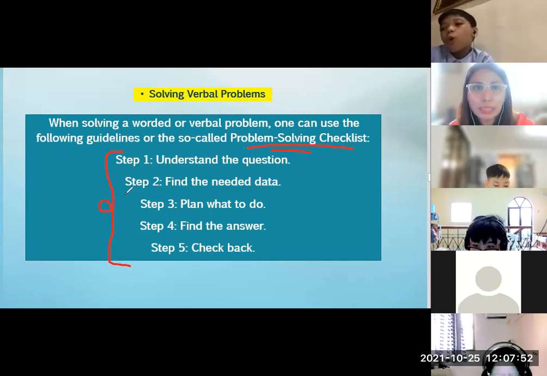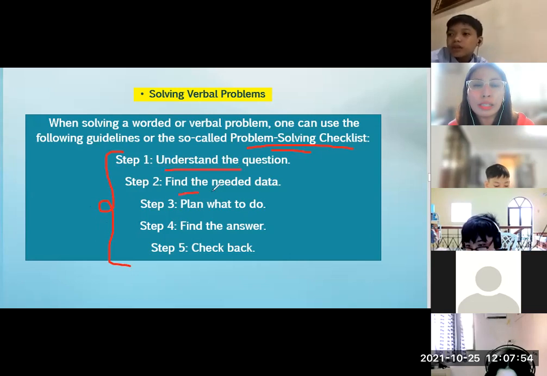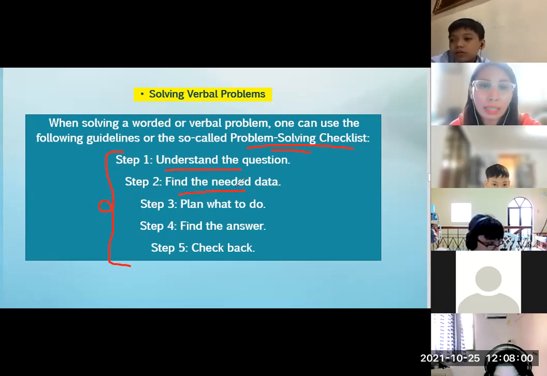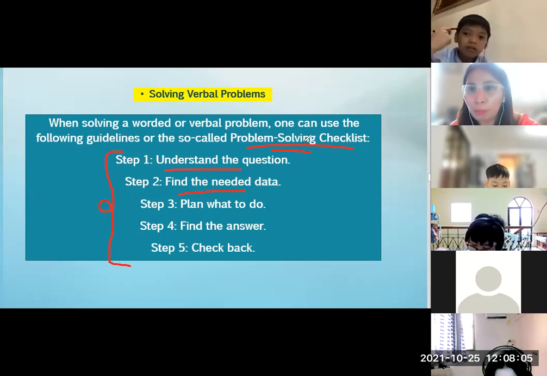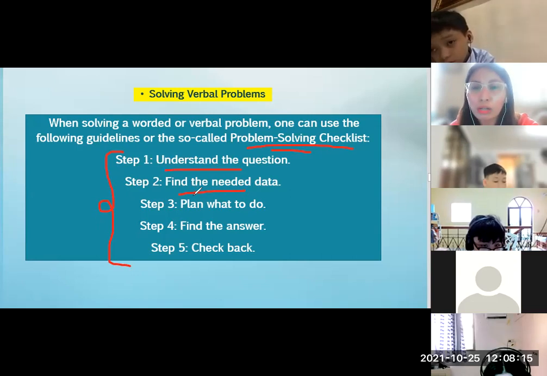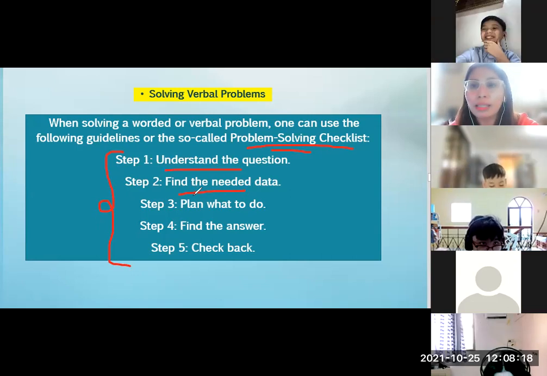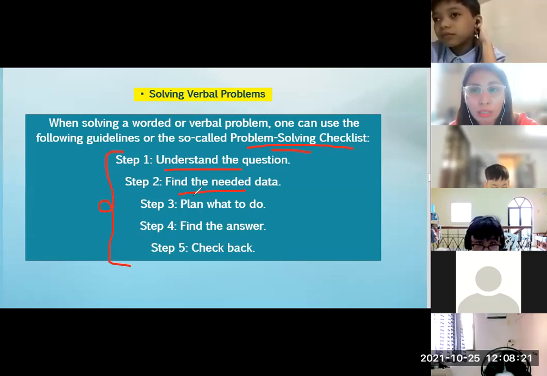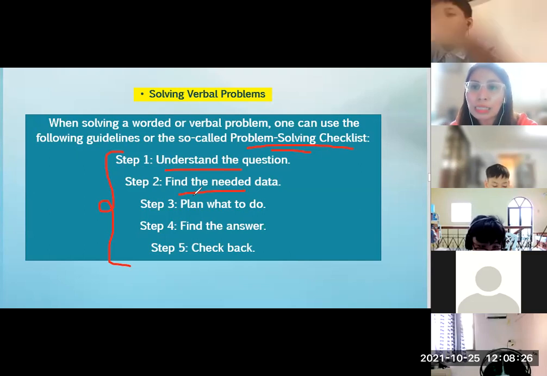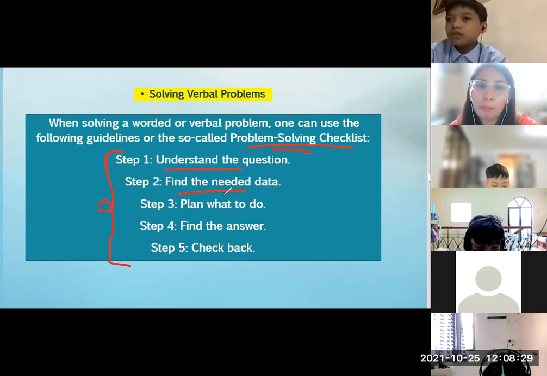Okay, so let's sort each step and define each. So for step number 1, let's understand the question. So we need to read, of course, the problem carefully now and decide what question is asked. Next, for step 2, find the needed data. You have to gather all the data provided. Okay, data stated on the problem. Okay, and decide what information is needed to solve the problem.